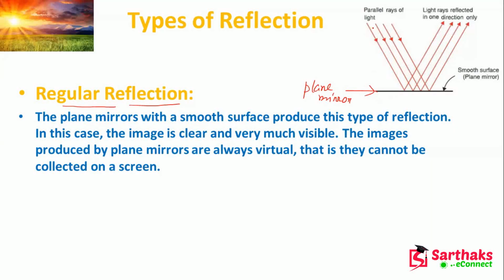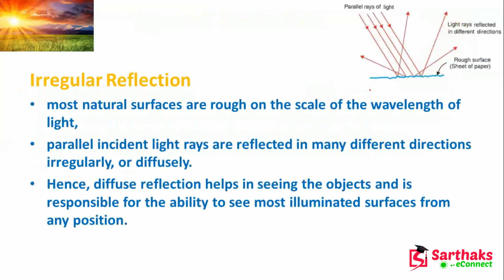Here you can see that all the parallel rays of light fall on it and bounce back in the same medium. So light rays are reflected in one direction only. This is the smooth surface, reflection on the smooth surface. Now, images produced by plane mirrors are always virtual, that is, they cannot be collected on a screen. That we will understand later on.